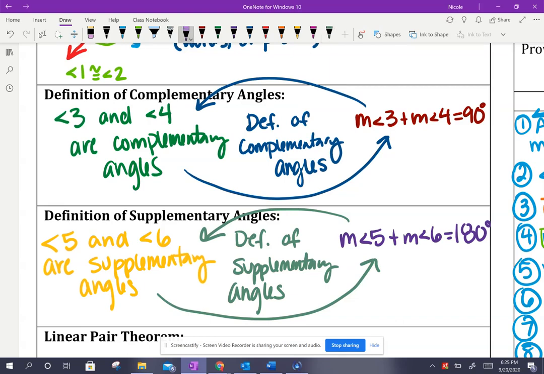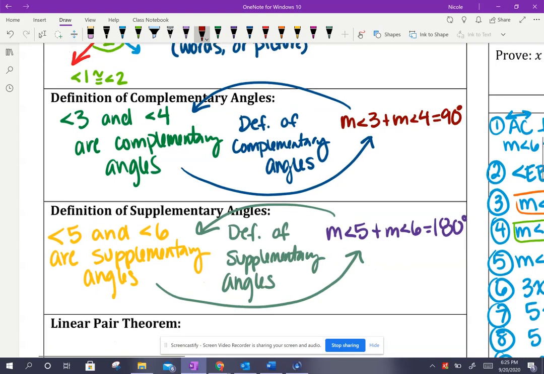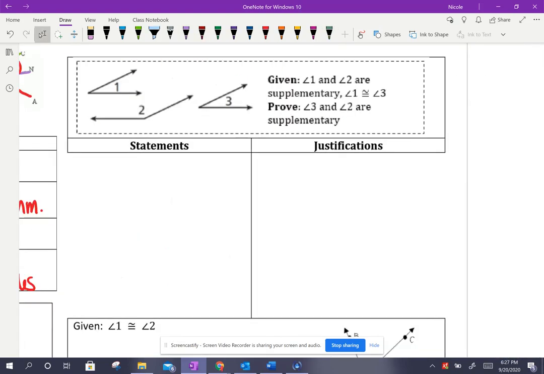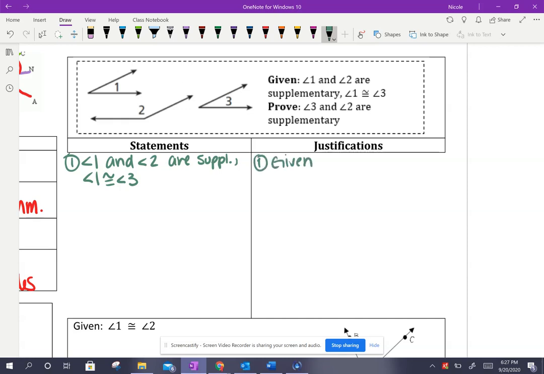So now we'll take a look at an example for that. So now we're going to take a look at an example that uses either the definition of supplementary angles or the definition of complementary angles. And we are provided with our given, which says angle 1 and angle 2 are supplementary, and angle 1 is congruent to angle 3. And that is our given.